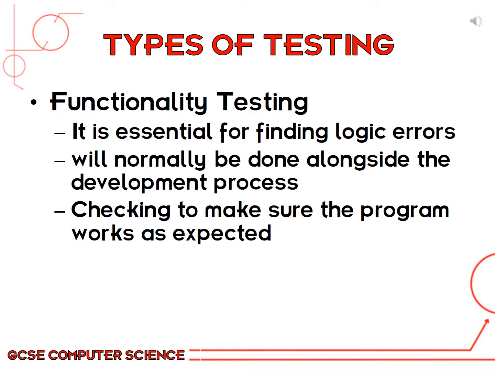Best way of stopping errors in your program is to test your program properly. So let's look at the different types of testing. First one's functionality testing. So this is essential for finding any logic errors. Once the program's compiled and it works, you need to functionality test the program to make sure it does what you expect it to do.